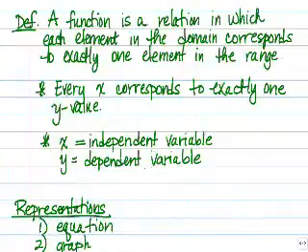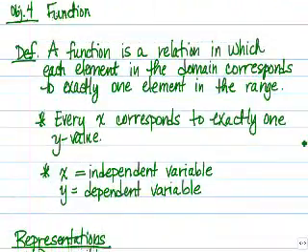Now let's think about this next objective, and that is to define a function. A function is really just a special type of relation. A function is a relation in which each element in the domain corresponds to exactly one element in the range. You're saying, what in the world does that mean? Well, think about it like this when I said before that a function is something that works properly. It basically means that the x value can only be mapped to one y value.